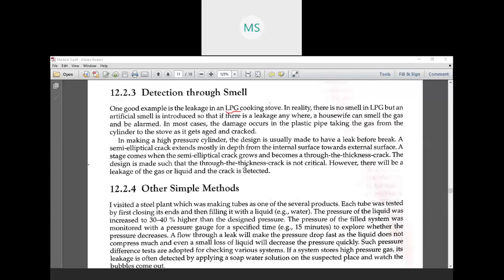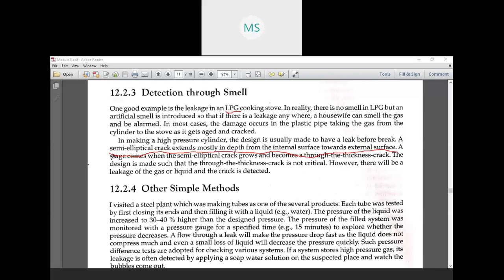Correct? The same thing happens with big pressure cylinders. The design is usually made to have a leak before break. Before it breaks down, there must be a leak, which they have intentionally built. A semi-elliptical crack extends mostly in depth from the internal surface toward the external surface.